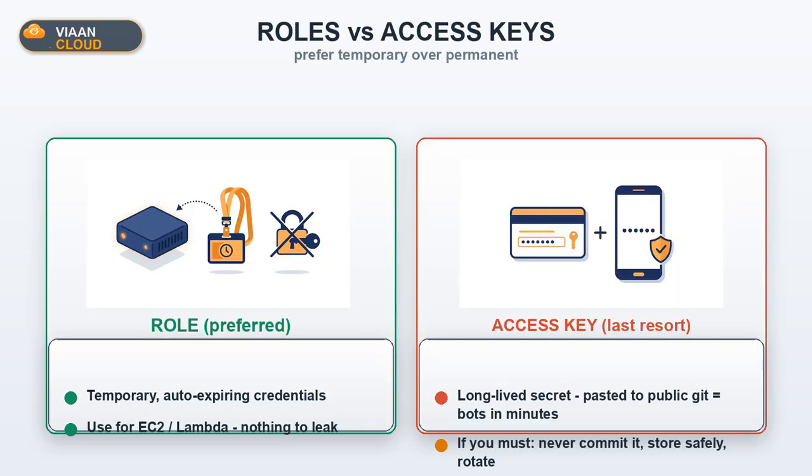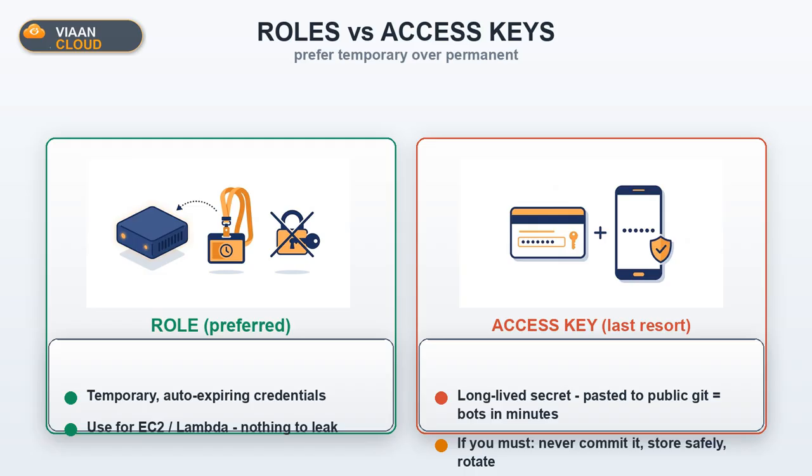Which brings us to a hard rule about access keys. A human logs in with a password. A program authenticates with an access key, basically a long username and password for code, and these are radioactive. The classic disaster is a developer pasting an access key straight into their code and pushing it to a public repository. Bots scrape those within minutes and run up a massive bill.